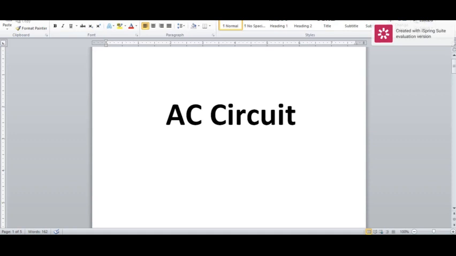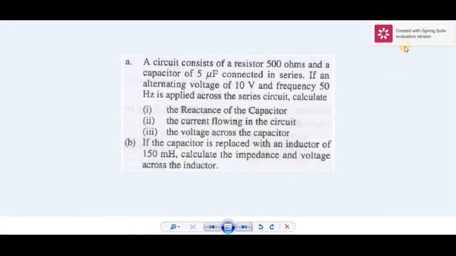AC circuit. A circuit consists of a resistor of 500 ohms and a capacitor of 5 microfarad connected in series. If an alternating voltage of 10 volt and frequency of 50 Hz is applied across the series circuit, calculate the reactance of the capacitor, the current flowing in the circuit, the voltage across the capacitor.